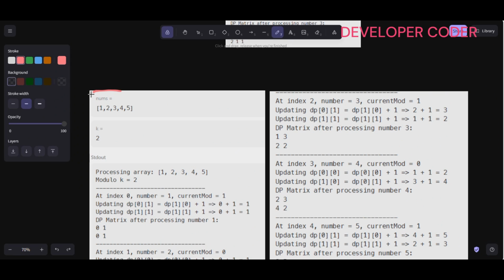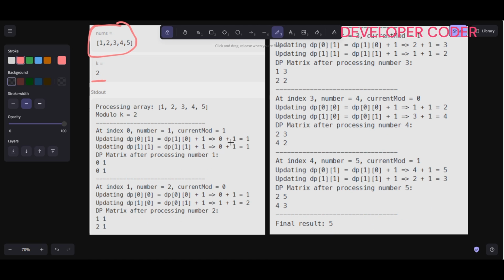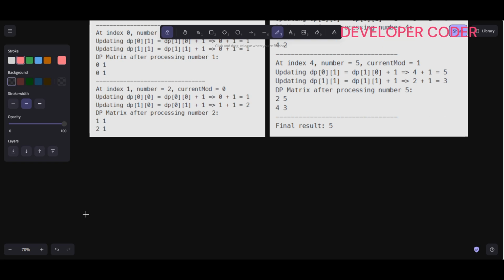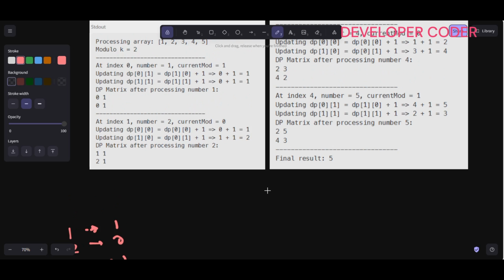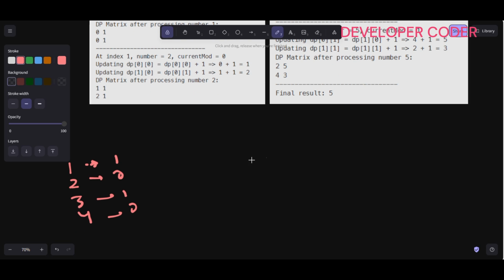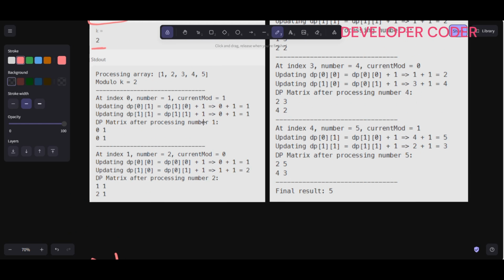This is my nums array, 1 2 3 4 5, and k value is 2. So you already know that if I have numbers like 1 2 3 4 and I take modulo with 2, I will get 1, 0, 1, and 0. Until k minus 1, right? 0 to k minus 1 only. So we have remainders like this.